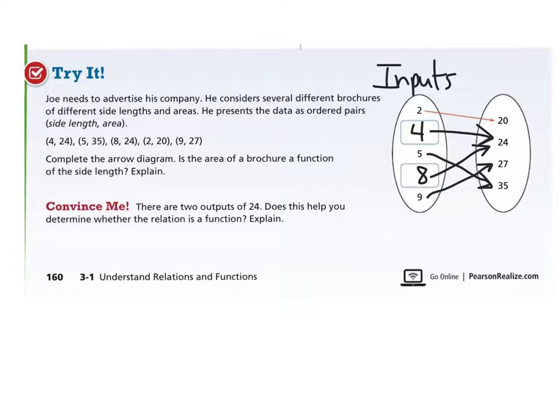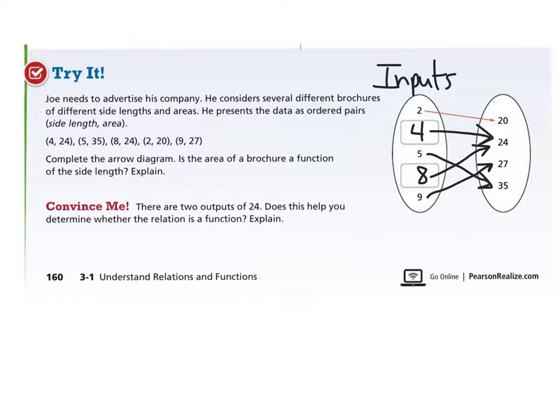Okay, so the question is whether this is a function or not. Basically, we're looking at if we have a certain input, does it only go to one output? So does 2 only go to one number, 4 only go to one number, 5 only go to one number, 8 only go to one number, and 9 only go to one number? If so, it's a function. If not, then it's not a function.